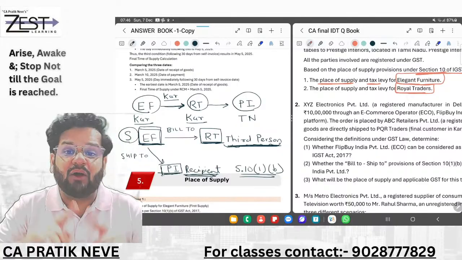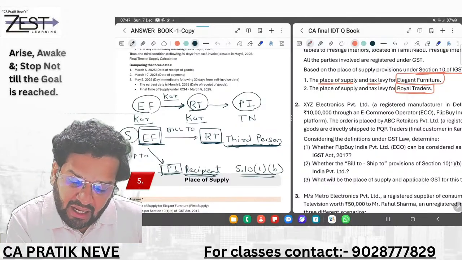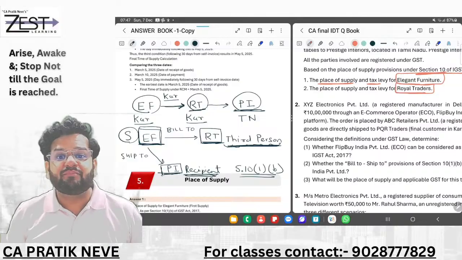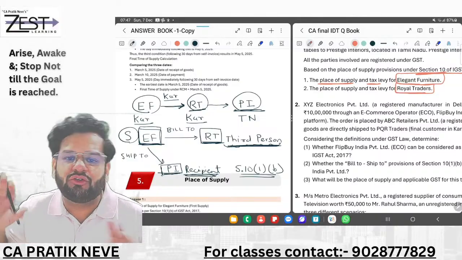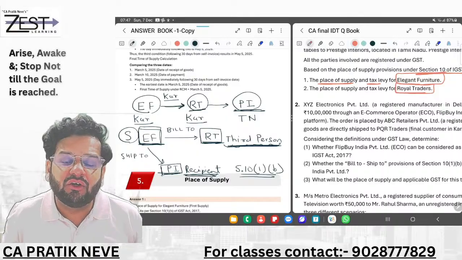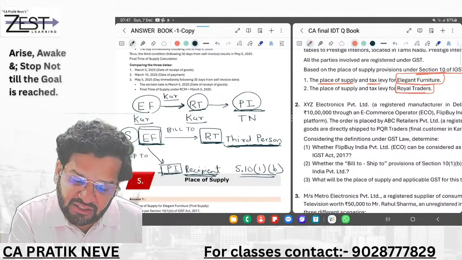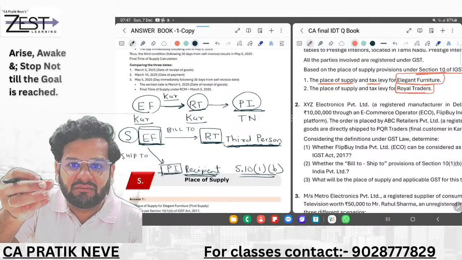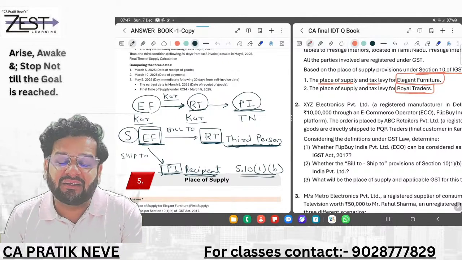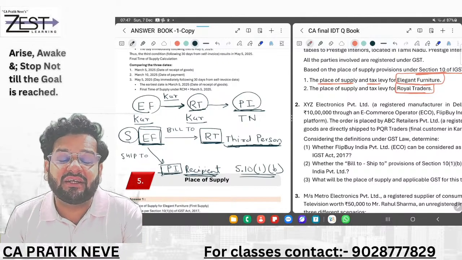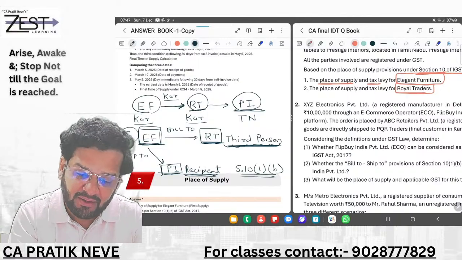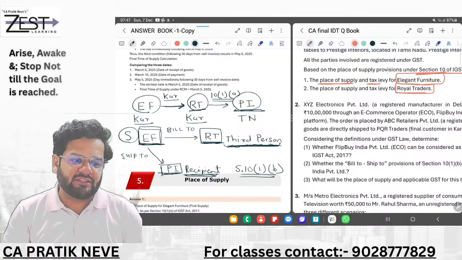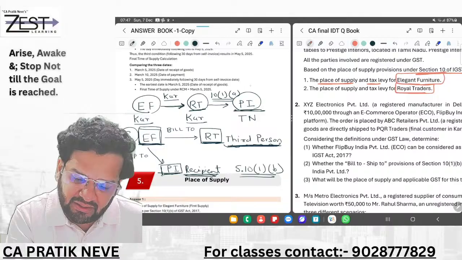Okay. And now there is one more transaction between RT to PI. For this transaction between RT to PI, actually there is a movement of goods. So place of supply in such case is where the goods are at the time of their delivery, means where they terminate for their delivery to the recipient. Means here the place of supply is as per 10(1)(a). So as per 10(1)(a), the place of supply is Tamil Nadu.